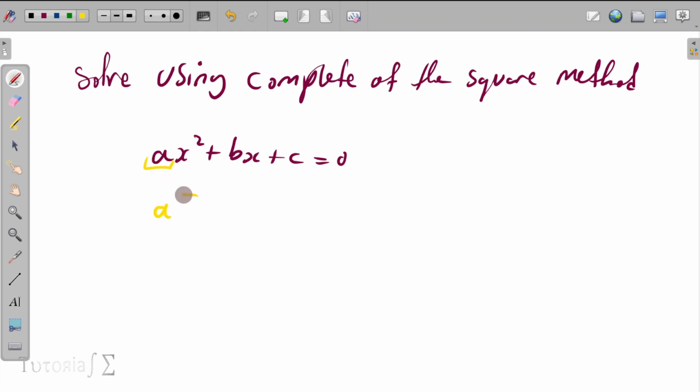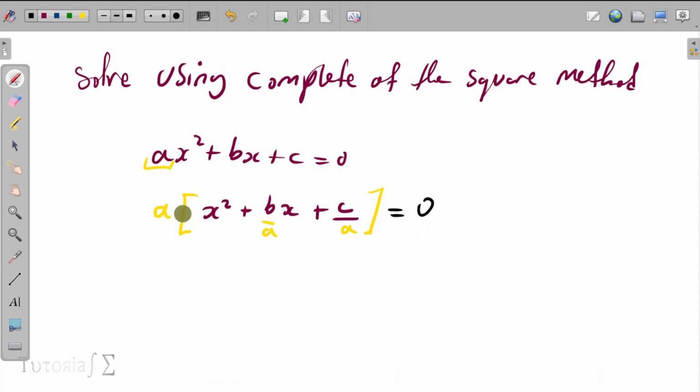So if we factor out the coefficient a, we are going to remain with x squared, then plus the bx will be over the a, like that, then plus c, and the c will also be over the a. Then we can close, then we equate everything to 0. So this is equal to 0.